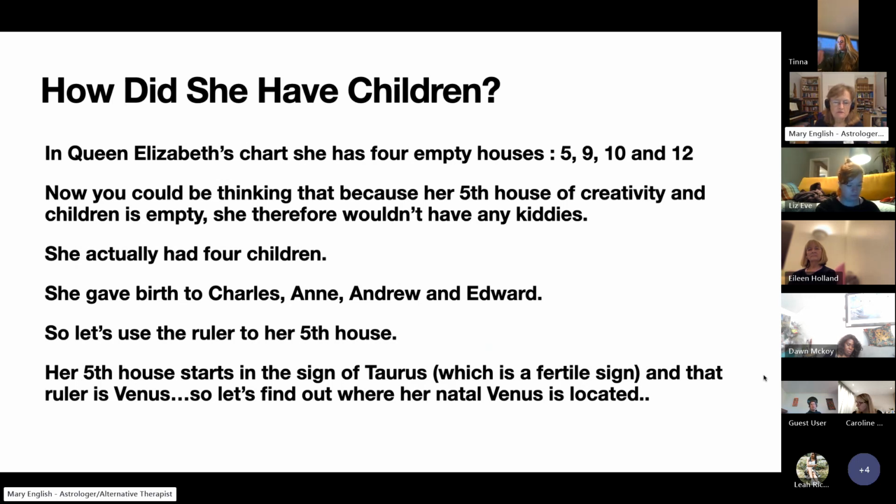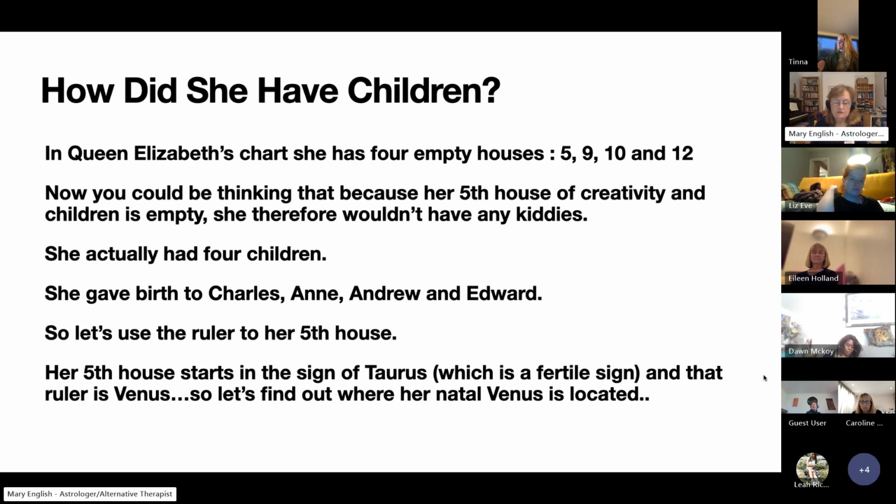Now, you could be thinking that because her 5th house of creativity and children is empty, she therefore wouldn't have any kiddies. But actually, she had 4 children. She gave birth to Charles, Anne, Andrew, and Edward. That's when we use the ruler of her 5th house. Her 5th house starts in the sign of Taurus, which is a fertile sign, and that ruler is Venus.